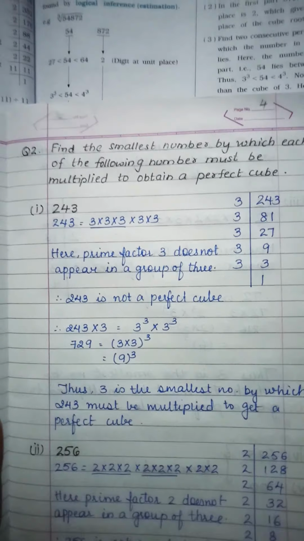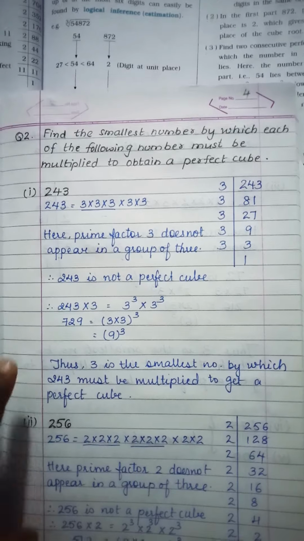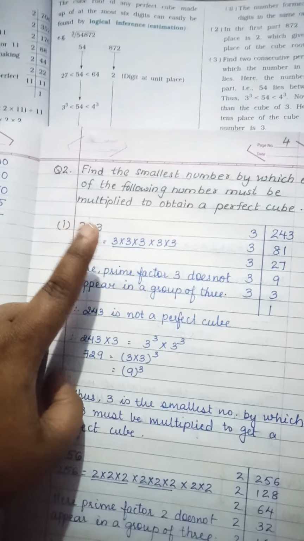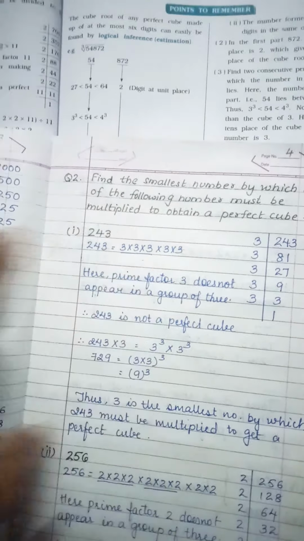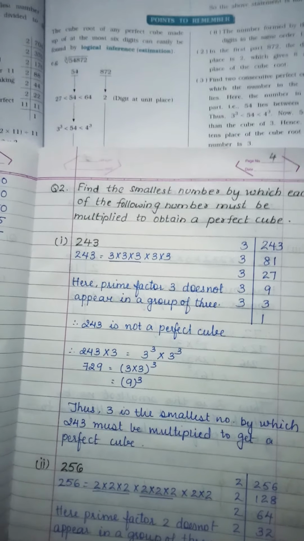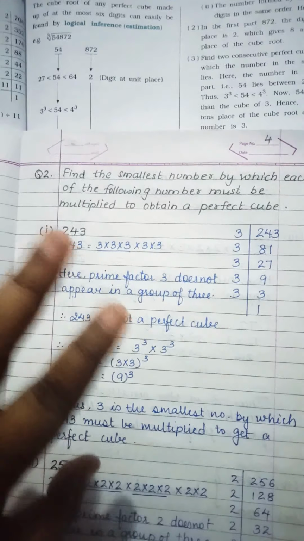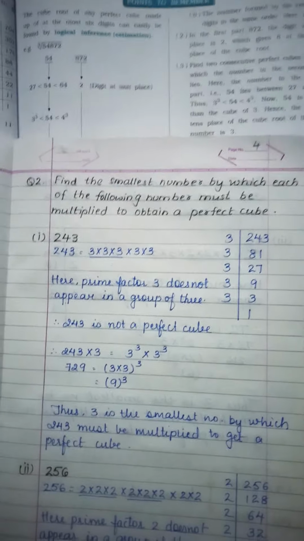Now the second question: find the smallest number by which each of the following numbers must be multiplied to obtain a perfect cube. It means that a number has been given to you. You have to check whether this number is a perfect cube, as the question says find the smallest number to make a perfect cube. So obviously this number is not a perfect cube, so we have to make it perfect by multiplying the number.